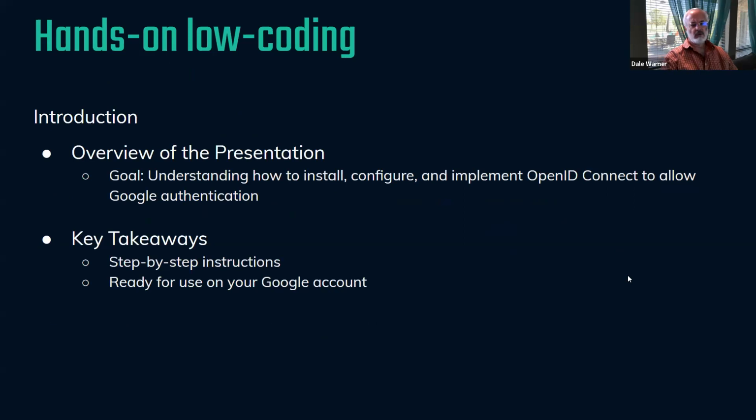So where are we going with this? The idea is, and the key takeaways that you're going to get, you're going to have step-by-step instructions on how to install and configure and implement the OpenID Connect to allow Google authentication. If you have access to a Google account, I guess that's a Google Cloud account. We're not going to cover that today, but everything else we're going to cover. So if you have access to that, you'll be able to authenticate with Google.